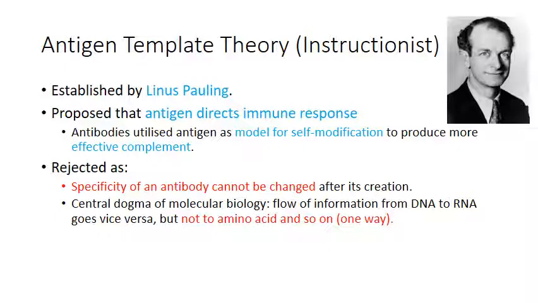This theory is rejected as the specificity of an antibody cannot be changed after its creation, due to the central dogma of molecular biology. We all know that information can flow from DNA to RNA and to amino acid, but the information cannot flow back from amino acid to RNA. As such, the antibody, which consists of multiple amino acids forming proteins, cannot revert back to RNA to change its specificity.